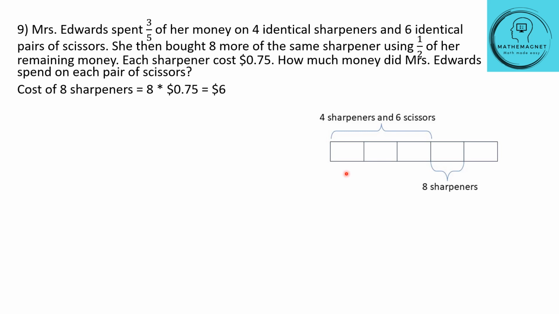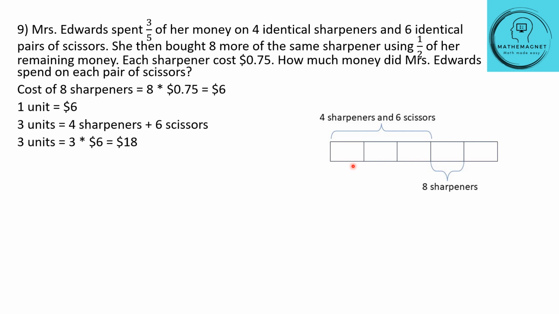To start with, the cost of 8 sharpeners is 8 into $0.75, which equals $6. So the value of 1 unit is equal to $6. So the value of 3 units will be equal to 3 into 6, which will be equal to $18. Now these 3 units will give you the cost for 4 sharpeners and 6 scissors. So for 4 sharpeners and 6 scissors she has spent $18.